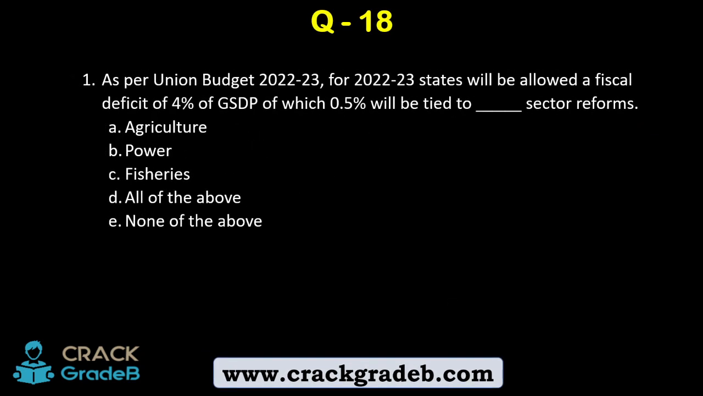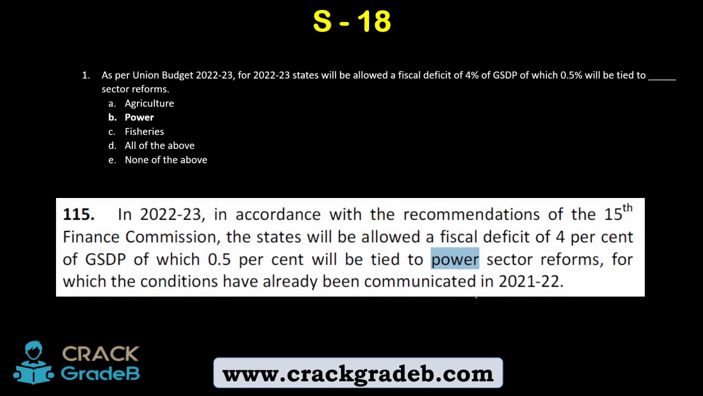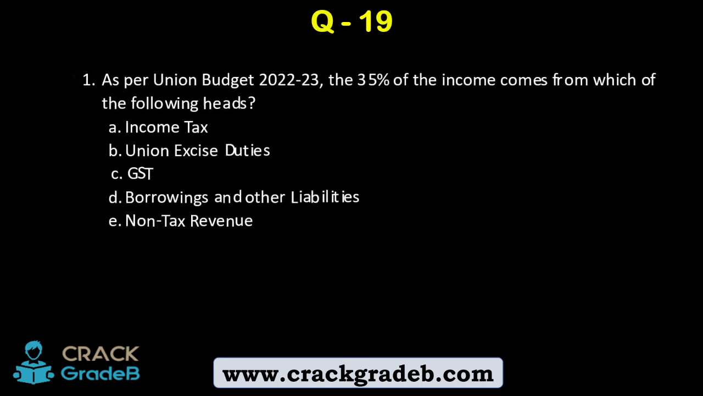As per the budget 22-23, states will be allowed a fiscal deficit of 4% of GSDP, of which 0.5% will be tied to which of the following sectors, right? So again, this is related to the Union Budget and also to the 15th Finance Commission. By now, I think you have guessed the answer. If you know what the 15th Finance Commission is, the answer is power sector. Okay, 15th Finance Commission. Let's move forward with question number 19.